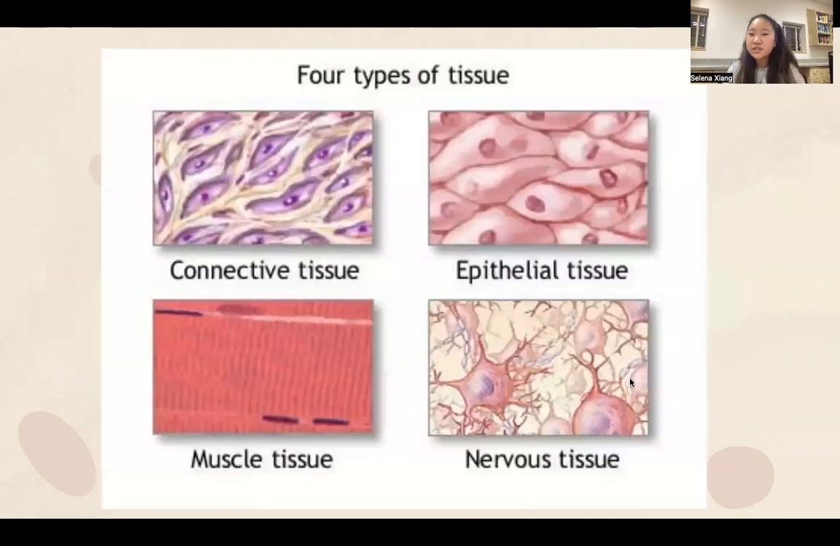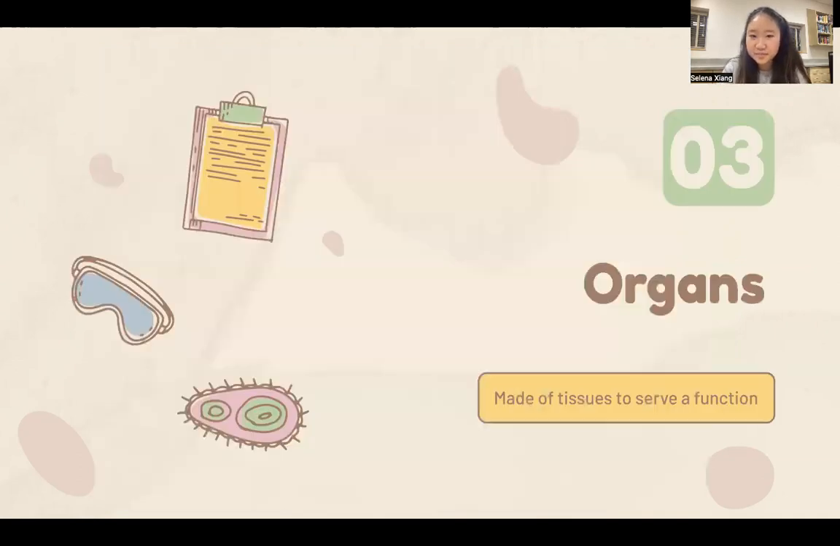So in total, the body has 4 different types of tissue. There's connective tissue, epithelial tissue, muscle tissue, and nervous tissue. I won't go into too much detail about these 4 different types of tissues, but you can learn more about them in later lessons.